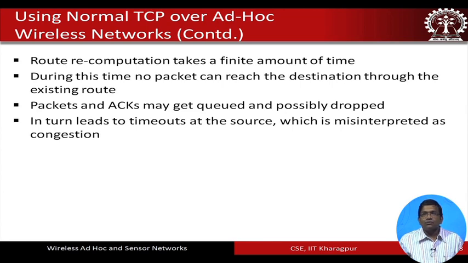through the existing route. Because it is quite obvious, through the existing routes no packets can reach the destination. The packets and the acknowledgements get queued, and sometimes they can be dropped also if they cannot be queued any further, and in turn that leads to timeouts at the source, which is misinterpreted as a sign of congestion.